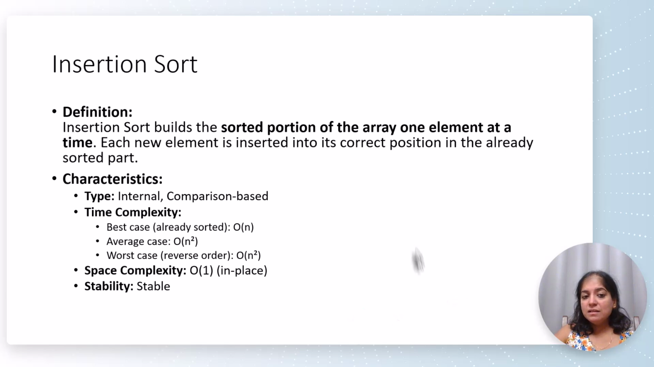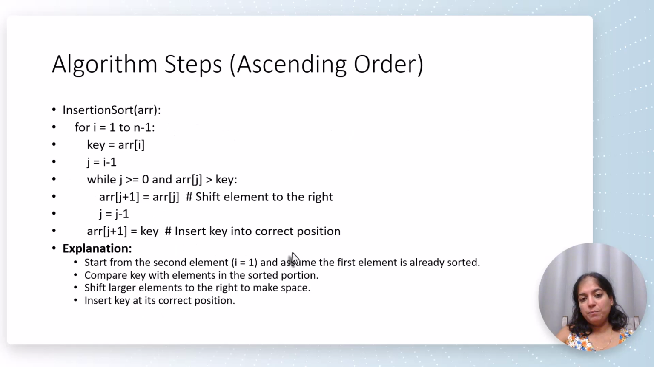The best case is big O of n. Average case and worst case complexities are again big O of n square. It is an in place stable algorithm. This is the algorithm, how it works.